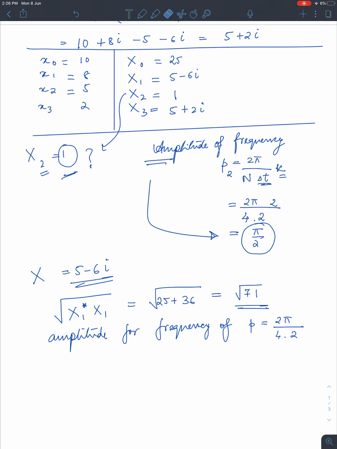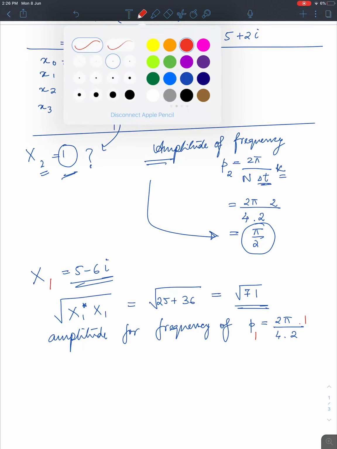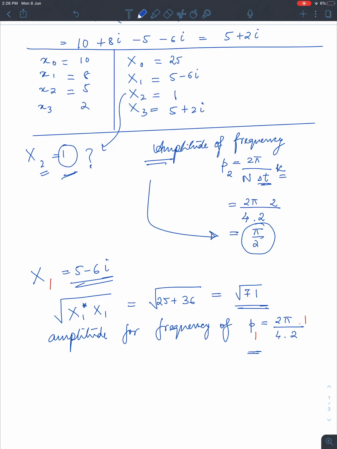So you understand, right? All these numbers are the same. This number here I'm calling it P1 and I'm multiplying it with 1. So that gives us the frequency. And what is the frequency? The frequency is pi over 4. So for a frequency of pi over 4, the amplitude is square root of 71.